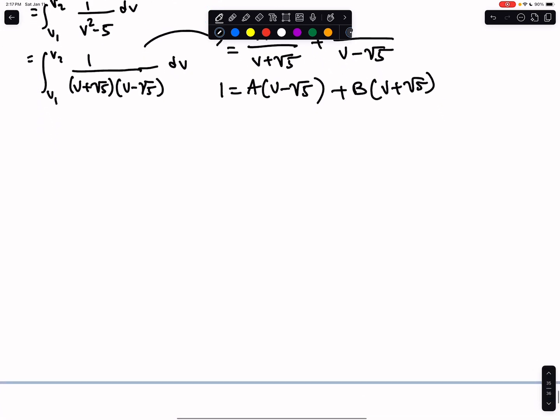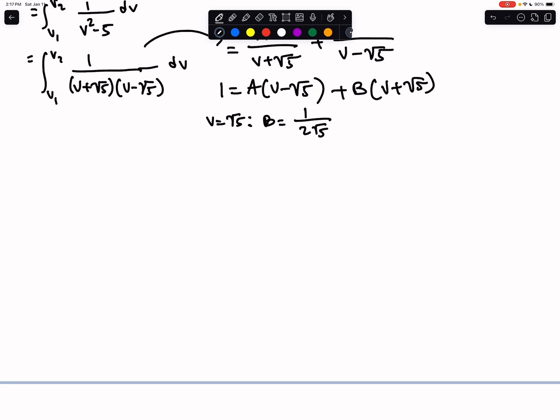If v equals positive root 5, we see that the a cancels, because it's times 0, so a is not there. So we get b equals 1 over root 5 plus root 5, which is 2 root 5, so 1 over 2 root 5. Again, no need to rationalize here. So we get 1 over 2 root 5.